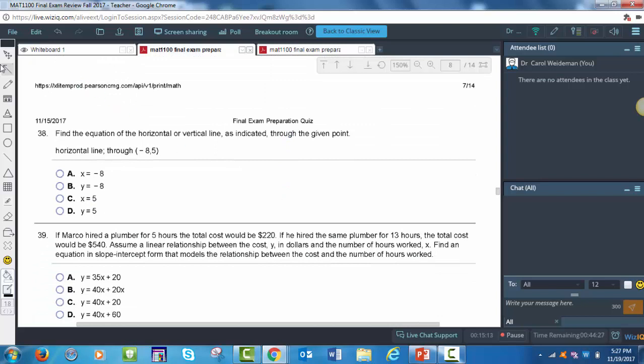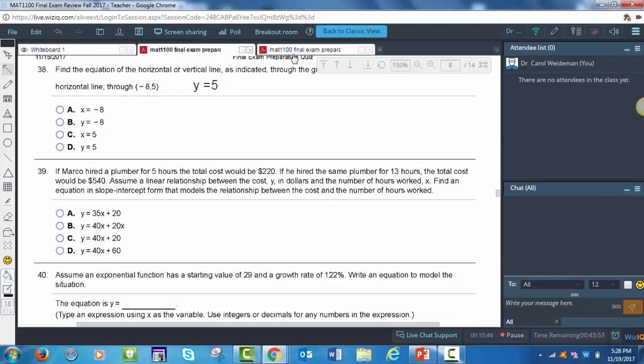Let's go back over here for number 38. Find the equation of a line, and it's a horizontal line, and it goes through this particular point. A horizontal line has the format y equals, so in this case it's going to be y equals 5. So the equation of that line is y equals 5. If it was a vertical line, it would be x equals, and in this case, if this was the point on the line, it would be x equals negative 8. But this was a horizontal line, so we know it's going to have the form y equals.